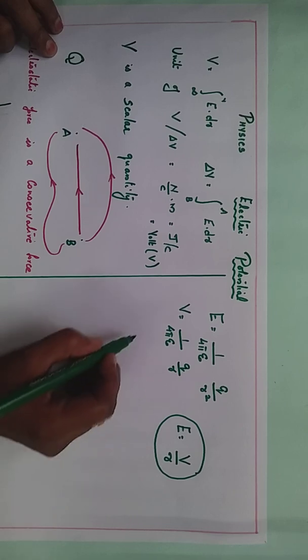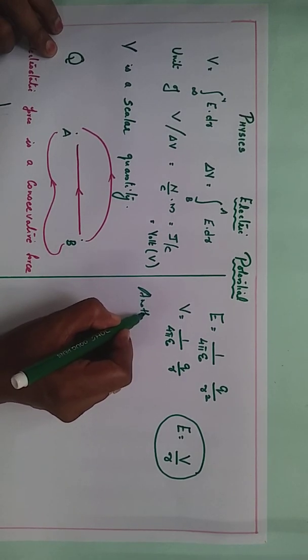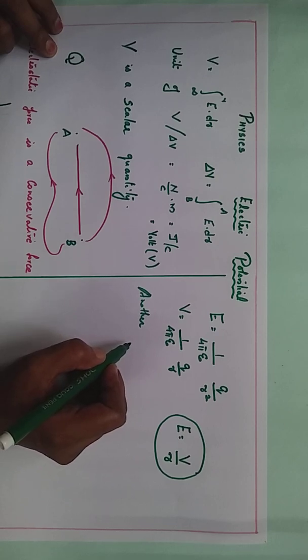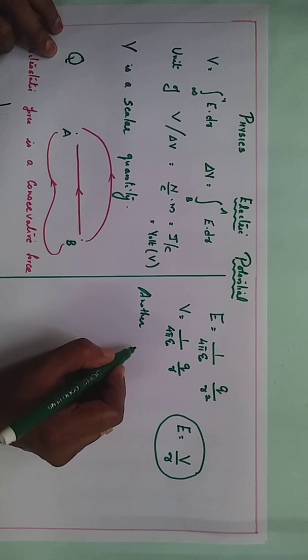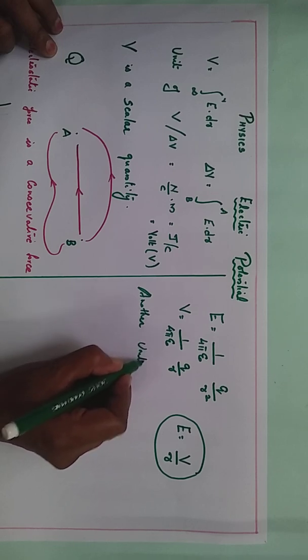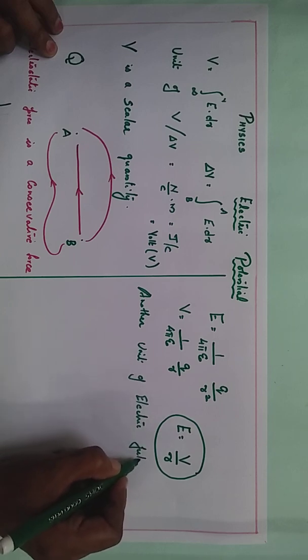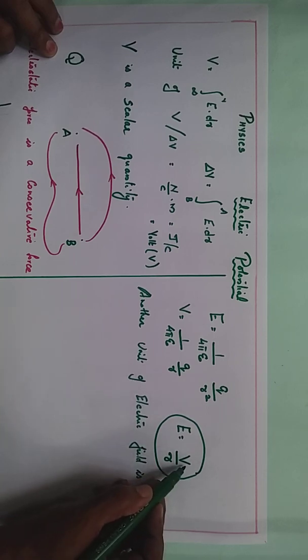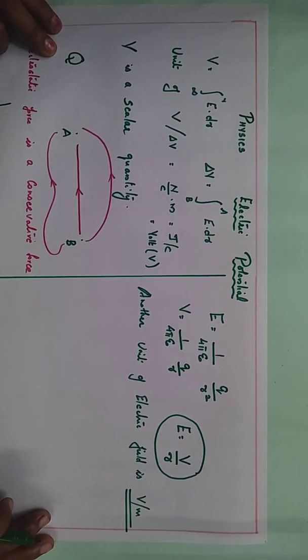So, from the formula we can write another unit of electric field. In the last chapter we have the unit of electric field as Newton per coulomb. In this chapter another unit of electric field can be defined: potential difference, volt, or potential, volt per meter. Okay, so volt per meter is also another unit of electric field.